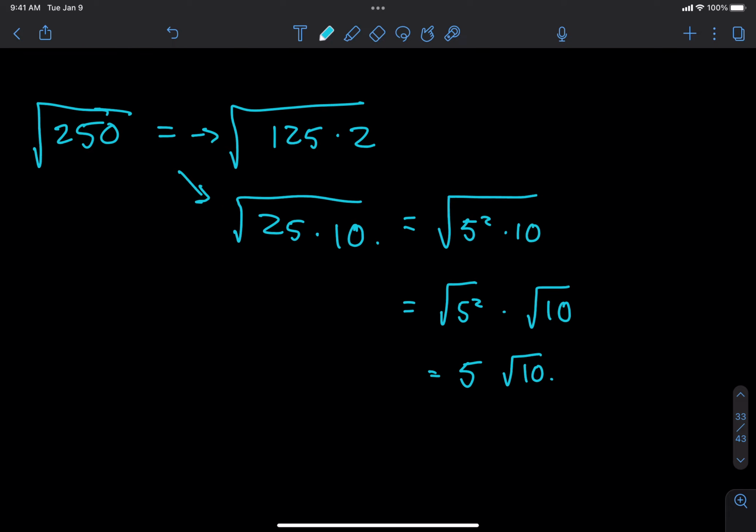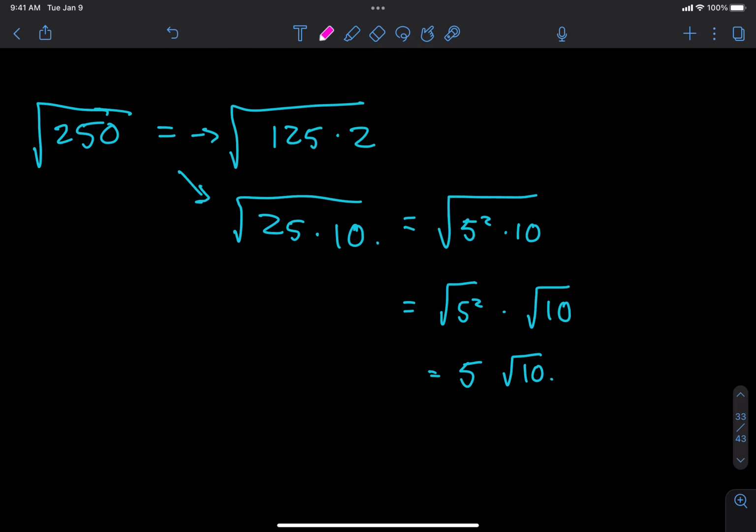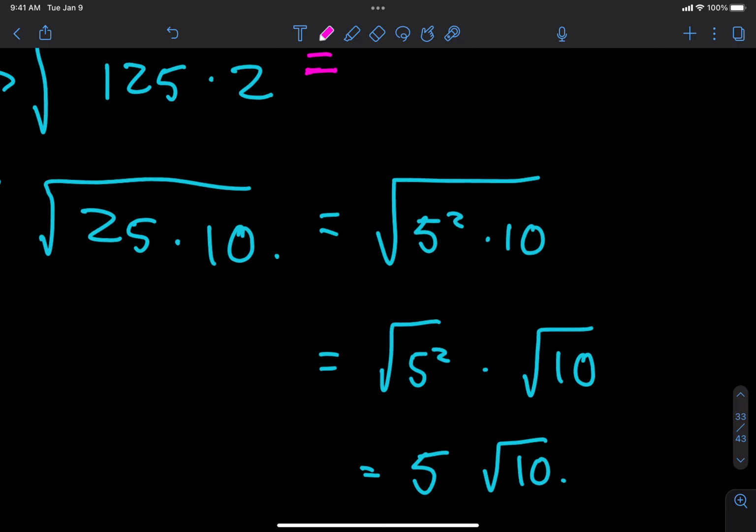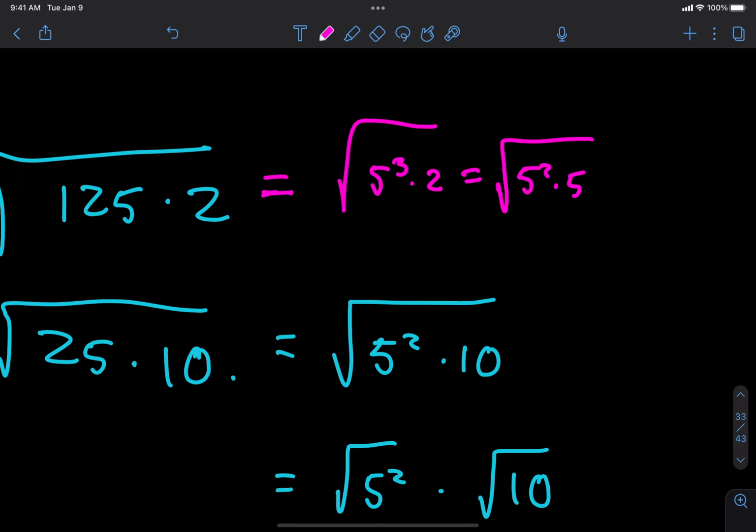Okay, that's fine. If you want to do it another way, let's see how, if you had accidentally set it up this way, for example, because you didn't see that you could set it up in a smarter way, then you could just rewrite this. 125 is 5 cubed. So you could rewrite this as the square root of 5 cubed times 2, which is the square root of 5 squared, times 5 times 2, which is, of course, 5 times the square root of 5 times 2, which is, of course, 5 root 10.